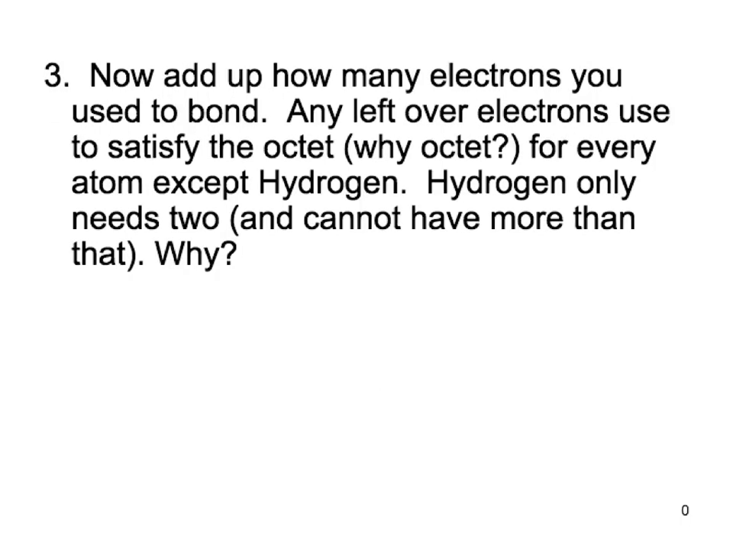Now, third step, you're going to add up how many electrons you used to bond, and any leftover electrons you're going to use to satisfy the octet. Octet meaning 8. And why 8? Because noble gases have 8, and everyone wants to become like a noble gas. So for every atom except hydrogen, hydrogen only wants 2 because it's going to be like helium, and helium is only 1s2. So the first energy level has 2, and that's it.